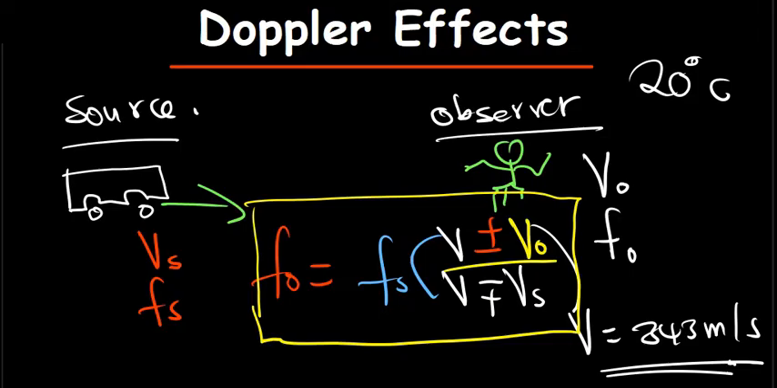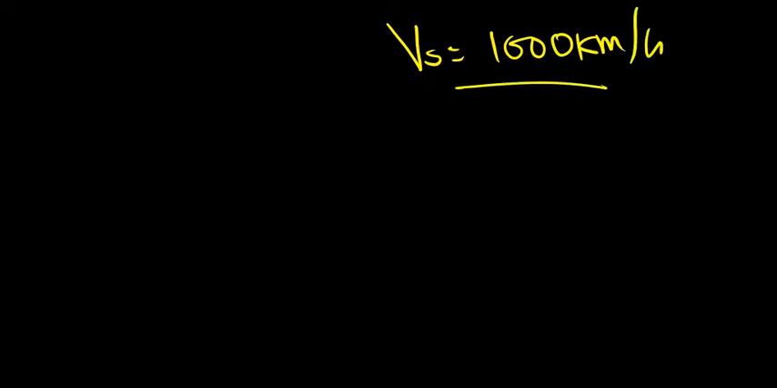In a case where you have been given the velocity in kilometers per hour, you have to convert that velocity to meters per second. For example, let's say we have been given the velocity of the source to be maybe 1000 kilometers per hour. Meaning I have to change this now from kilometers per hour to meters per second.